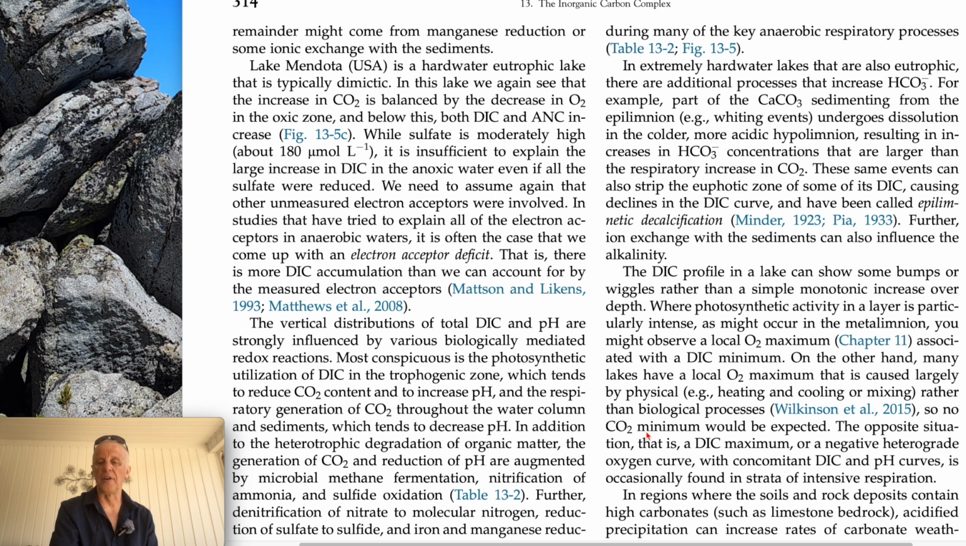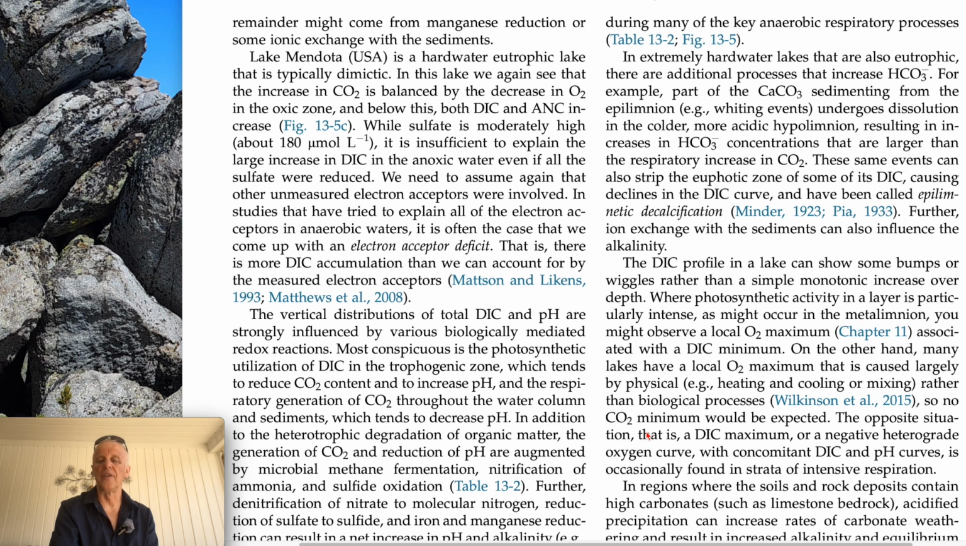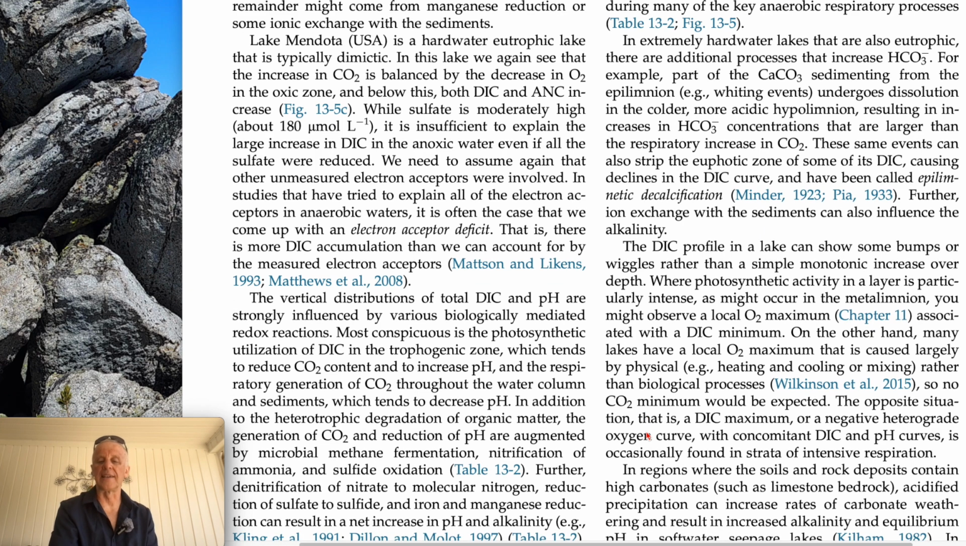In extremely hard water lakes that are also eutrophic, there are additional processes that increase bicarbonate. For example, part of the calcium carbonate sedimenting from the epilimnion, whiting events, undergoes dissolution in the colder, more acidic hypolimnion, resulting in increases in bicarbonate concentrations that are larger than the respiratory increase in CO2. These same events can also strip the euphotic zone of some of its DIC, causing declines in the DIC curve, and have been called epilimnetic decalcification. Further, ion exchange with the sediments can also influence the alkalinity.